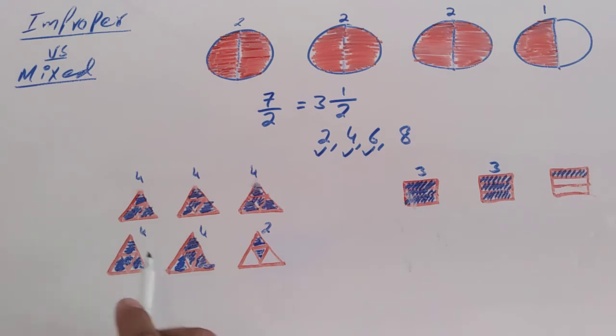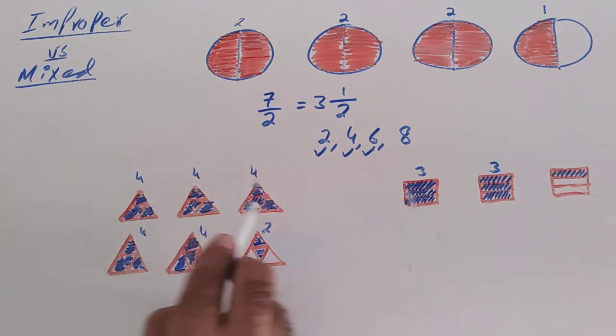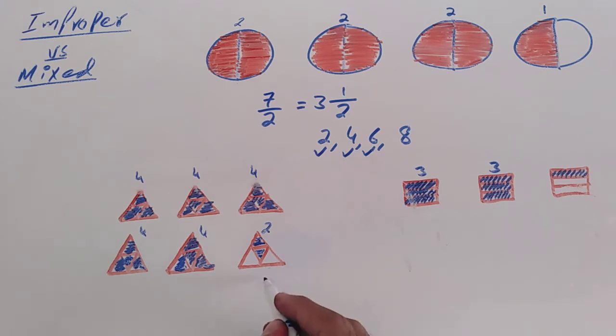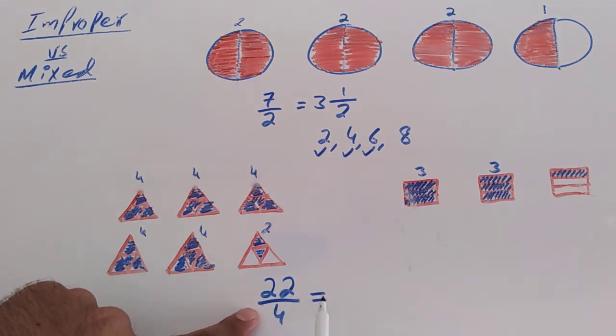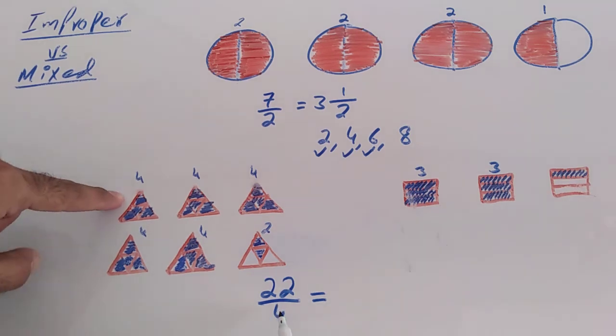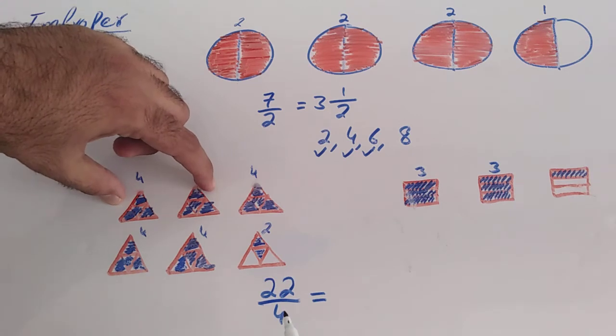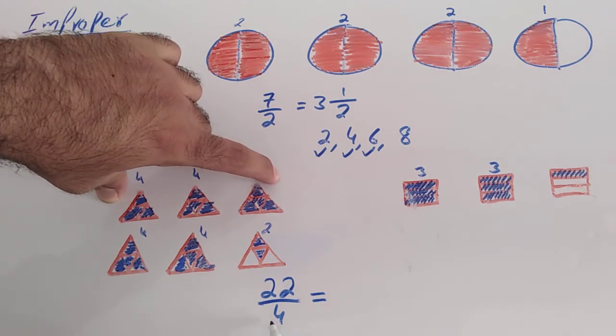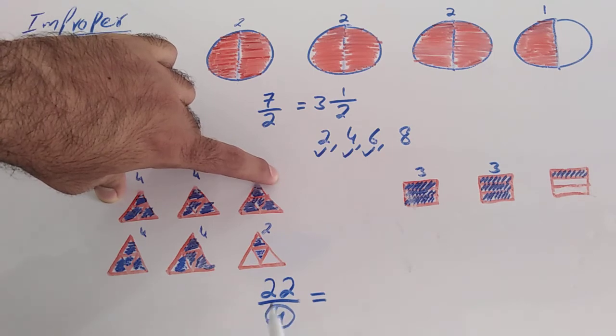What is the improper fraction for this? 4 parts are shaded, 4, 8, 12, 16, 20, and 2 more, so 22 parts are shaded. And in a whole there are 4 equal parts, so it's 22 over 4. Now you have to check what the mixed number of this is. Mixed number again means how many wholes are shaded. If you go into the first shape, it has 4 parts. 2 wholes, 8 parts, then 12. So you are counting in 4s to go closer to 22.